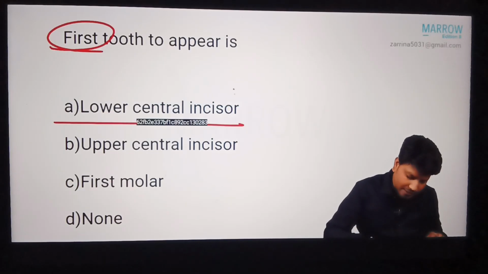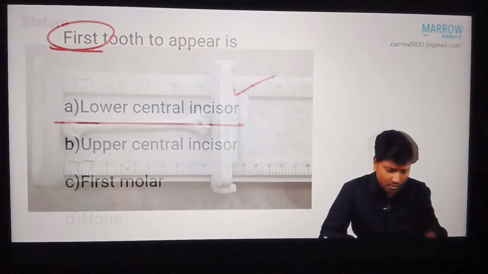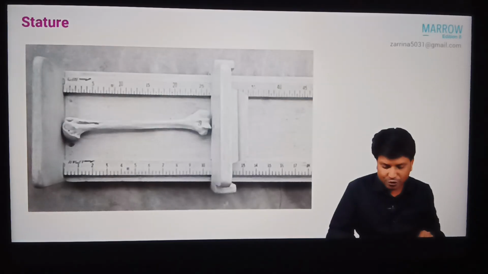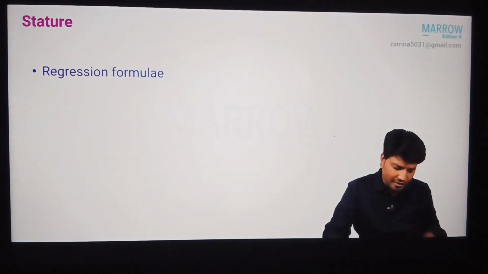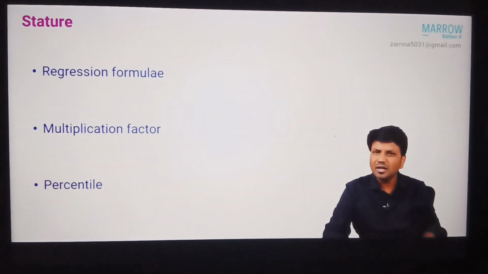What is the first tooth to appear? Right? It is a lower central incisor. I told you this. What is the first tooth for permanent dentition? That is molar 1. Stature, I told you. You need to have a bone length. From the bone length, you can find out the stature of the person. Right? This board is called osteometric board. You can have regression formula, you can have multiplication factor, and you can also have percentile formula. A lot of methods are there.